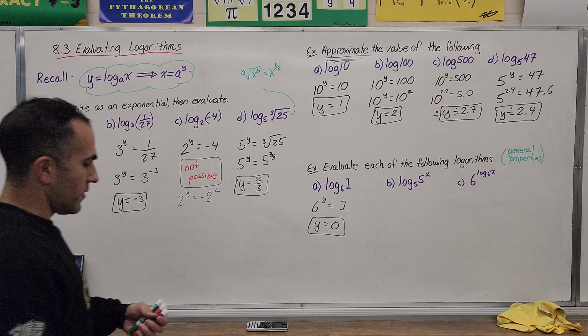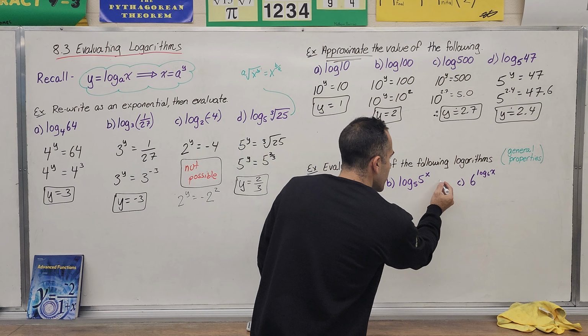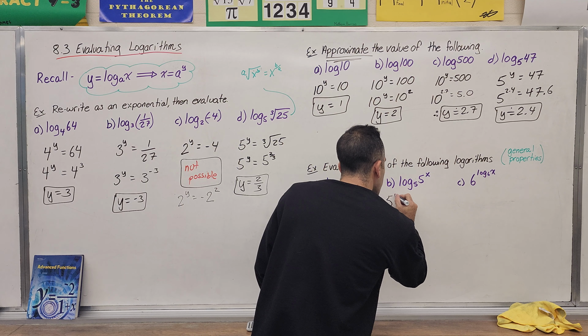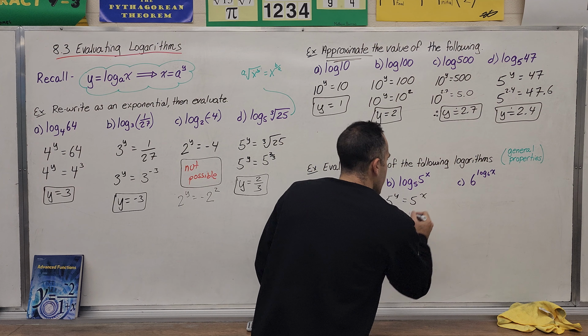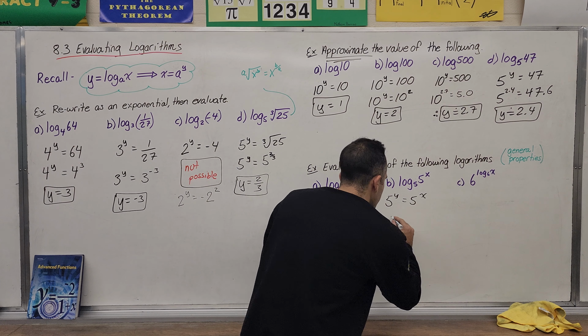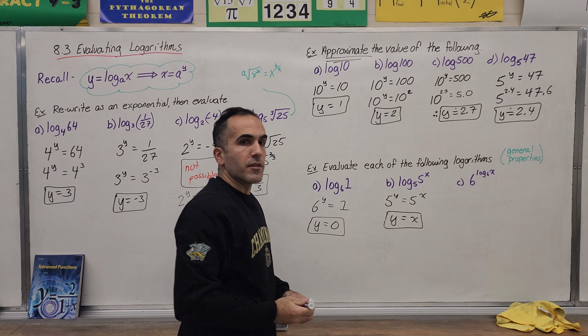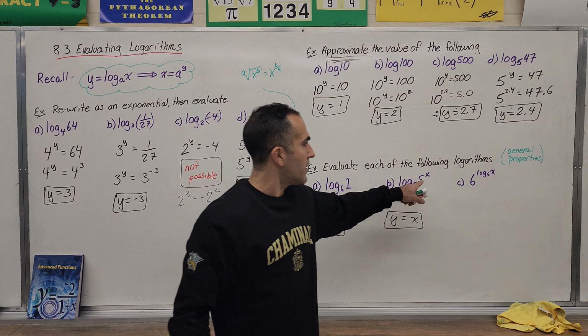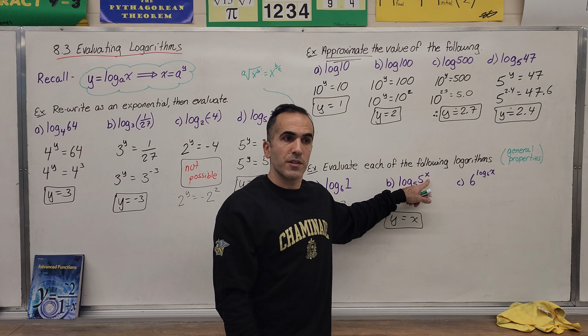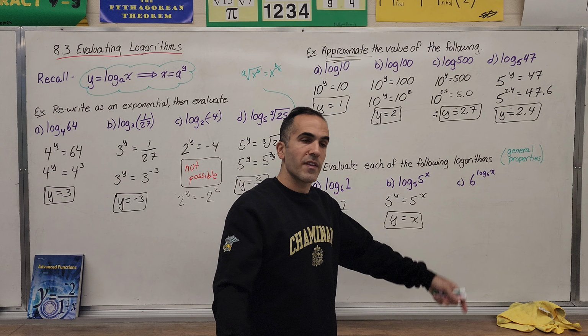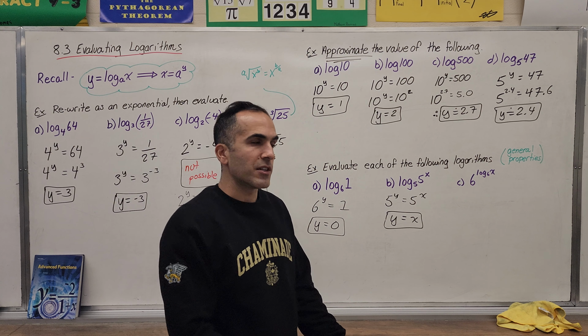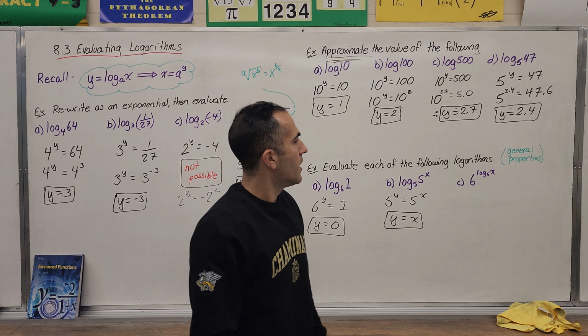Okay, so the next one, same idea. 5 to the something, so 5 to the y equals 5 to the x. So y just equals x. It doesn't matter what that value is up there. It could be a number, it could be an equation. Okay, y is just going to be equal to that something up there. The number, the x, the equation, who cares?